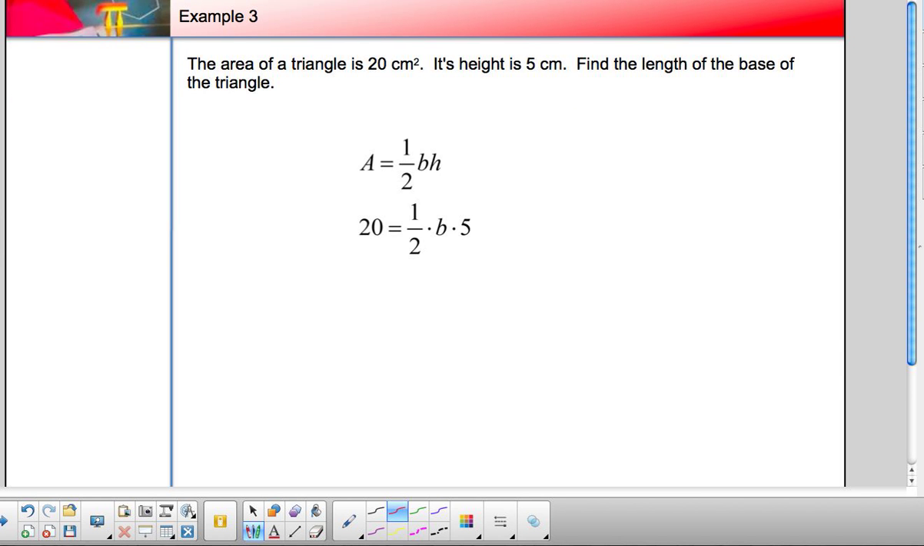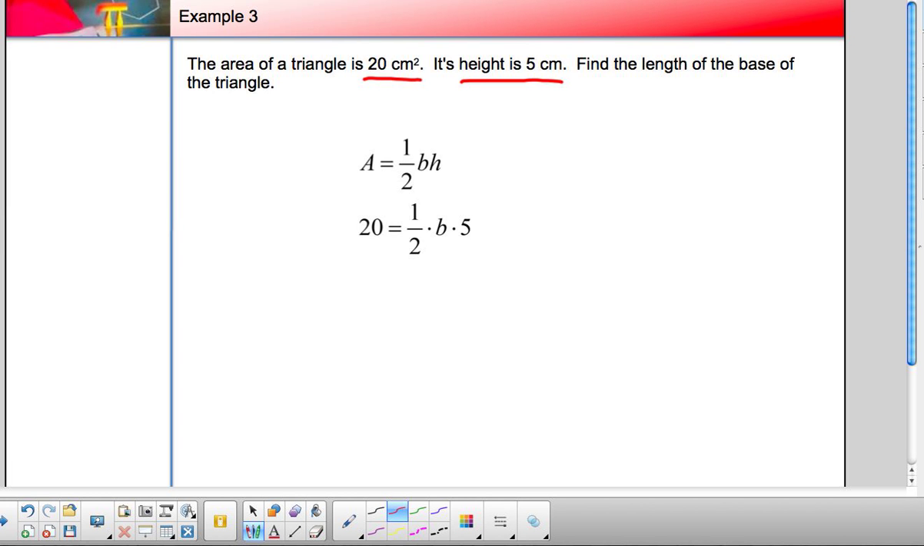All right, so let's do an example working with the area of a triangle. Let's say we know that the area of a triangle is 20 square centimeters, and we also know its height is 5 centimeters. Let's find the length of the base of the triangle. So we start with our area formula: area equals 1/2 base times height.